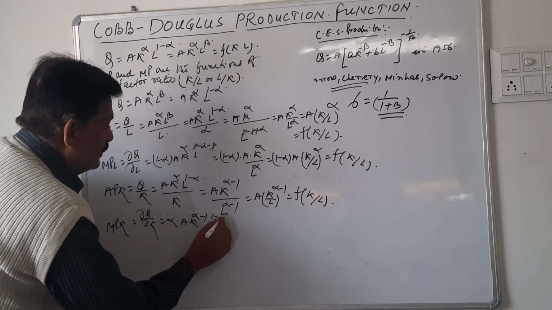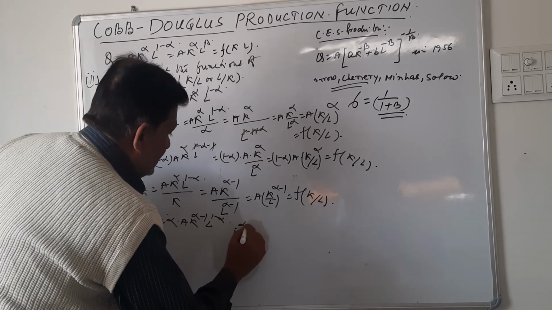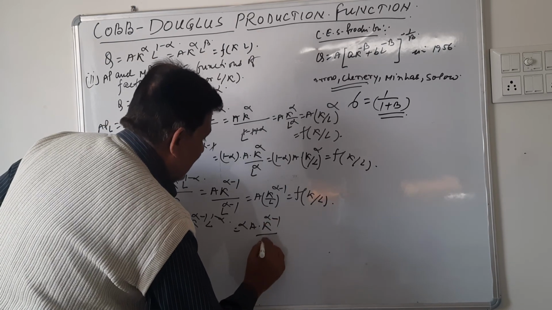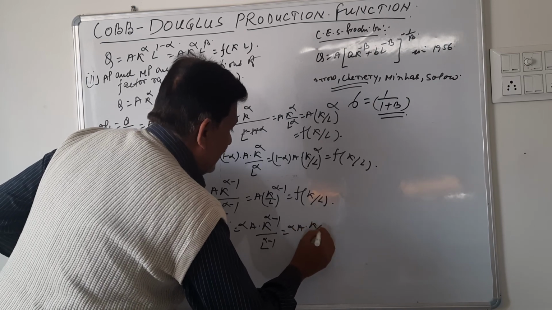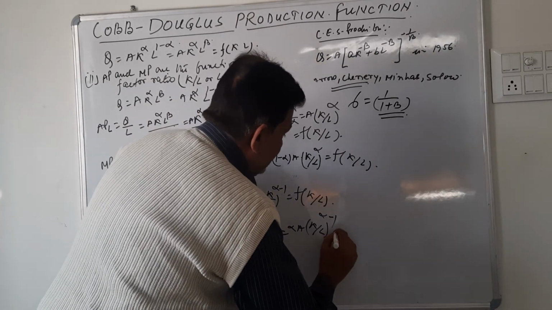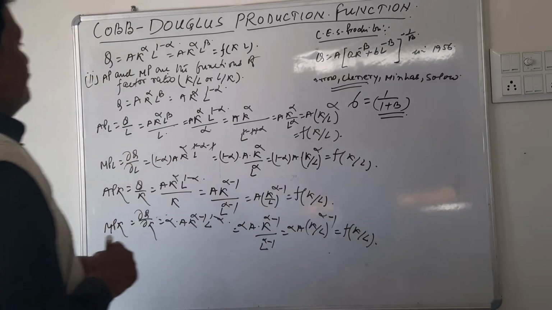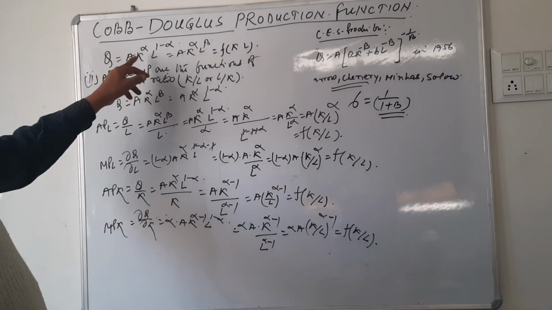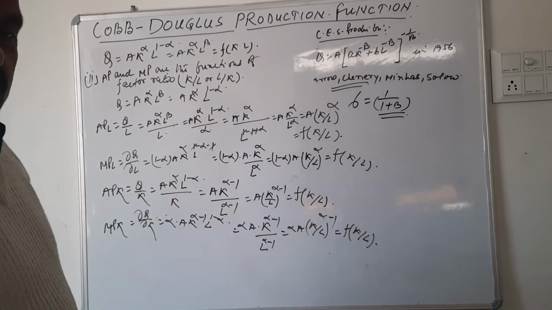And MPK, delta Q by delta K, is alpha A k to the power alpha minus 1 L to the power 1 minus alpha. Once again alpha should be brought into the denominator. So K to the power alpha minus 1, L to the power alpha minus 1. So alpha A and k by L to the power alpha minus 1, and hence once again it has become a function of k by L. So this way it could be shown that the average and marginal products of both factors are functions of the factor ratio k by L.